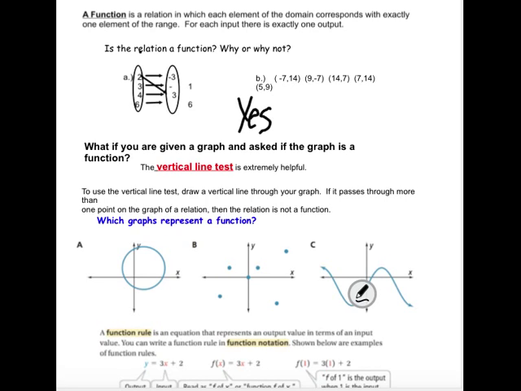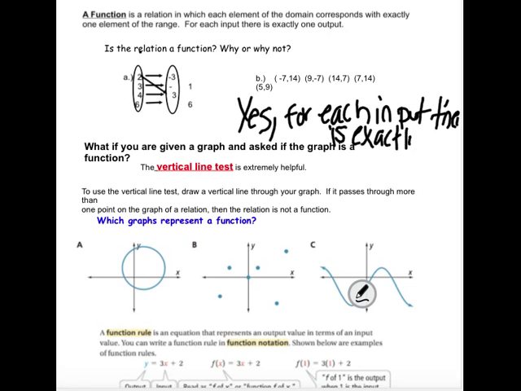this is a function. Why? For each input, there is exactly one output. All right, pause there. If you need to go back, do so.